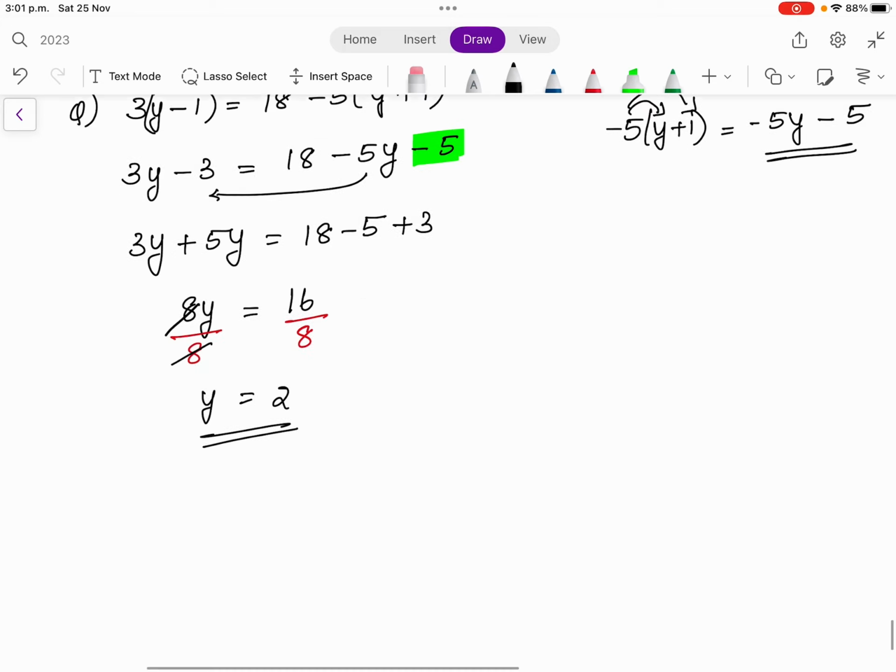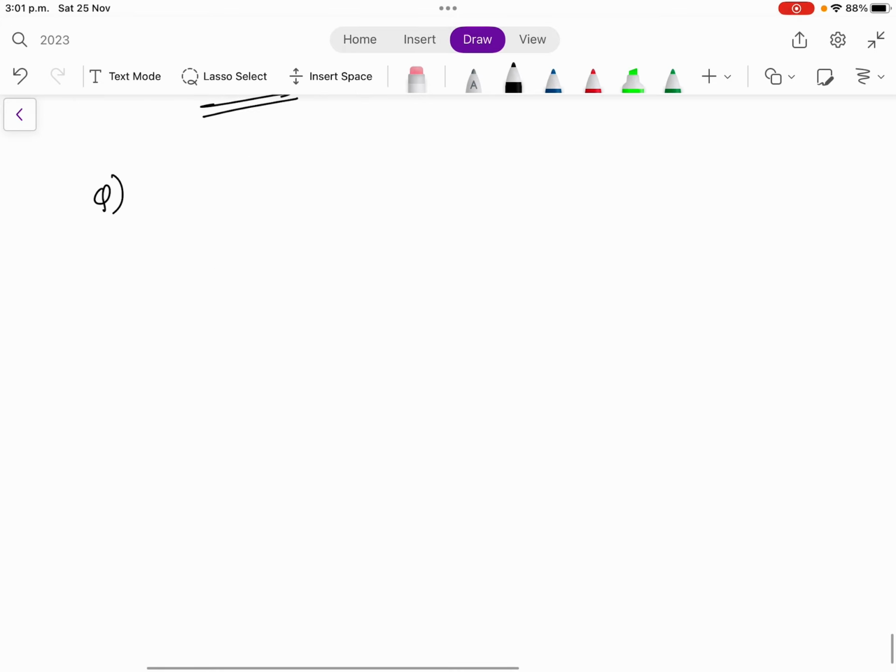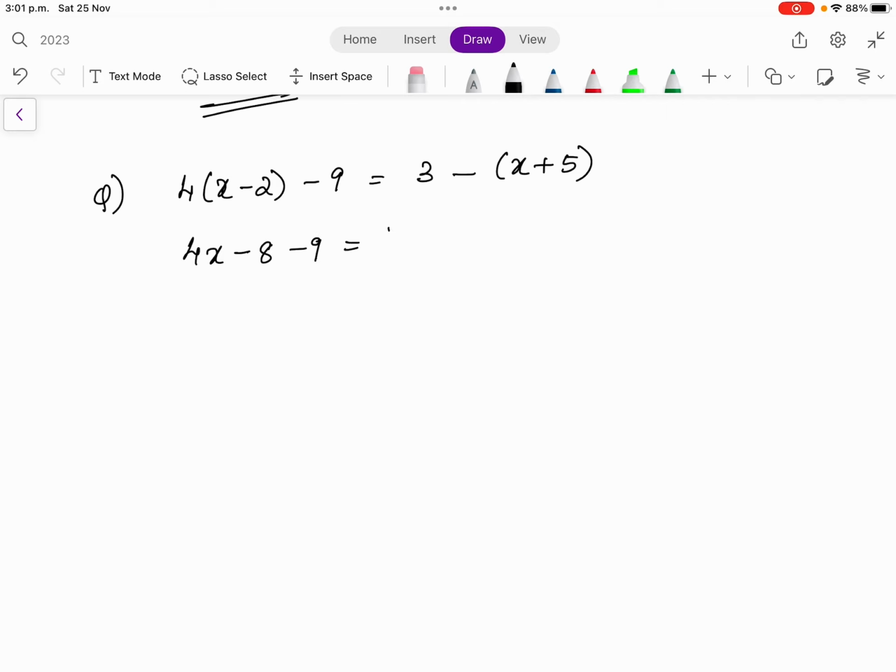Okay, I'll do one more sum on this method. 4 times (x minus 2) minus 9 is equal to 3 minus (x plus 5). Okay, so I simplify this first. So 4x minus 4 into 2 is 8, minus 9 is equal to 3 minus, remember there is a minus here and the bracket, and minus means there is a 1 here, minus 1. So the negative number will be applicable for both the terms. So minus x minus 5.